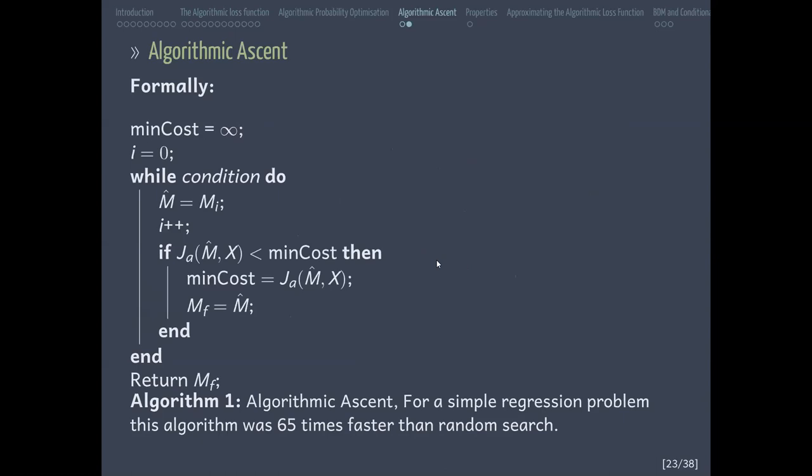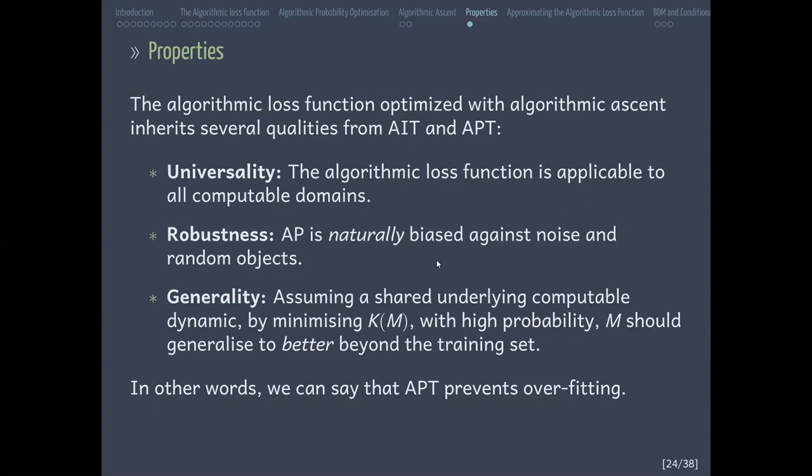So what properties do we have? When we have the algorithmic loss function and we optimize this function using the algorithmic ascent, we are going to inherit several qualities from algorithmic probability theory. And these are universality. The algorithmic loss function is applicable to all computable domains. Normally in machine learning, you need a different loss function for your problems. For example, for classification tasks, we normally have the logistic loss.